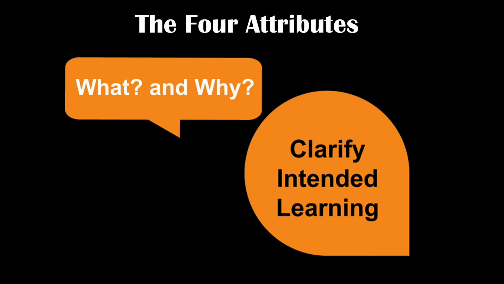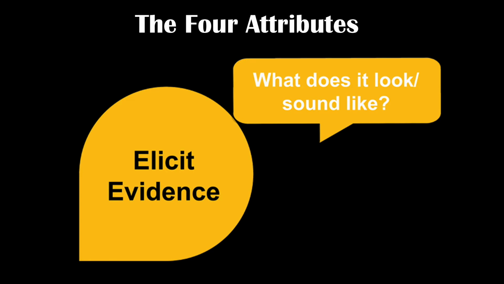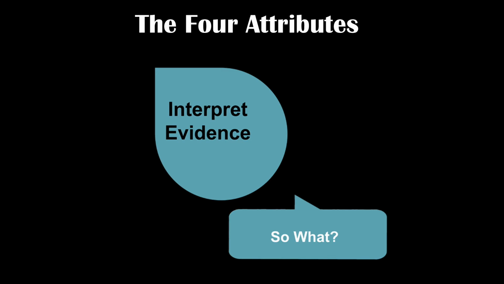Clarifying intended learning. This attribute covers learning goals and success criteria. An example of a resource within this attribute would be one that helped teachers or students to create friendly language for the skills the students are expected to learn and demonstrate. Eliciting evidence. This attribute covers the process by which the teacher designs what the students will be doing in order to surface the students' knowledge and skills. Crafting a question for an exit ticket that will inform the teacher about individual student learning would be an example of this attribute. Interpreting evidence.